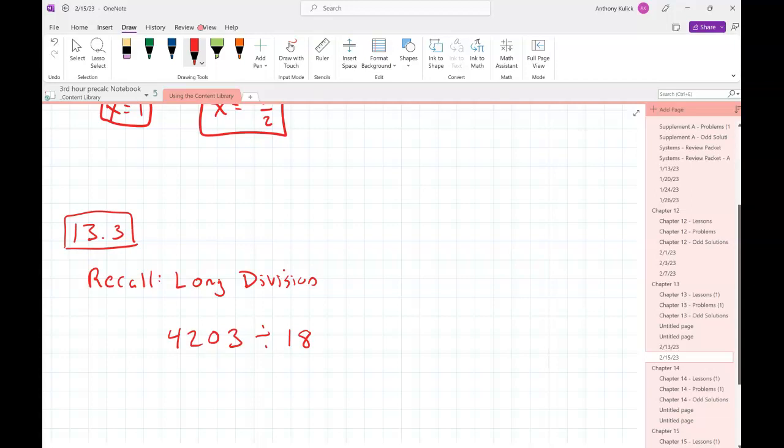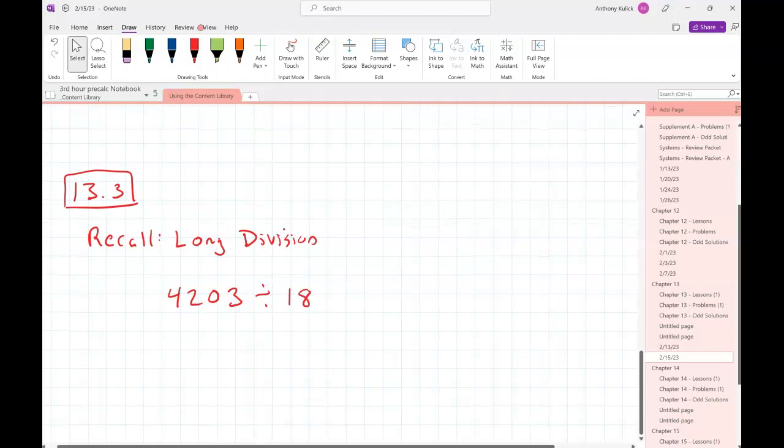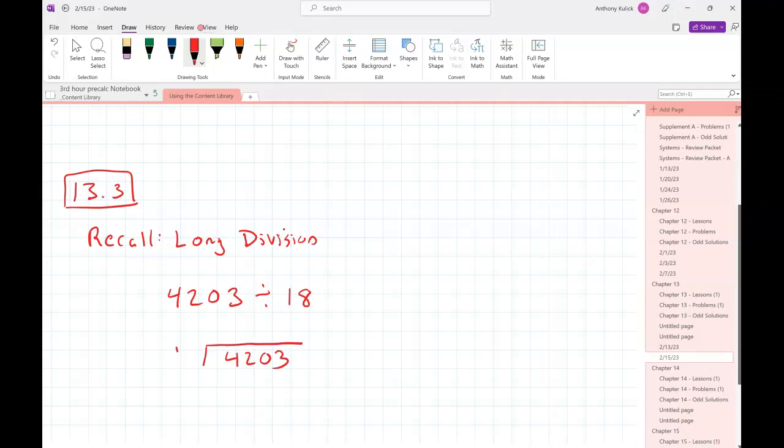Okay. All right. So let's say we want to do this division problem. How do we start? You put the 4203 within the box, and the 18 outside of it. You remember so far? Then 18 goes into 4, no, you put a 0 above it. 18 goes into 42 however many times. Twice. 2, and then you subtract 36. Bring the 0 down.